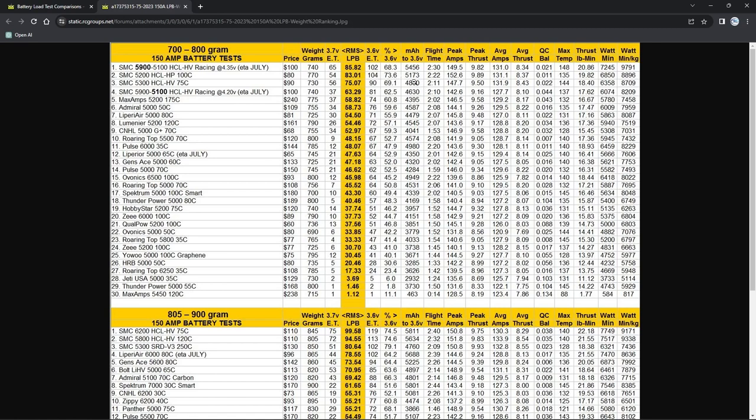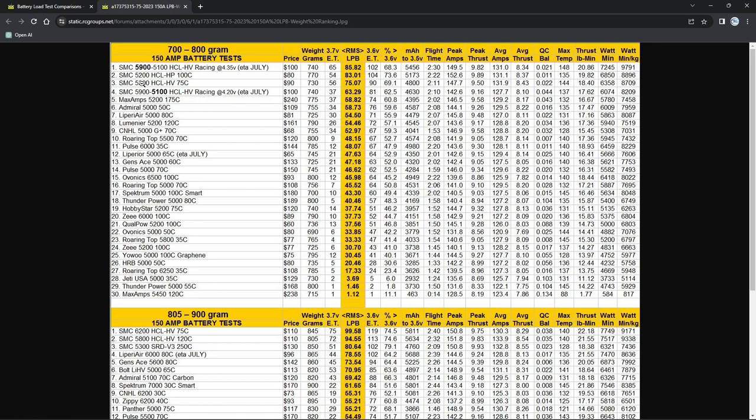Now let's take a look at some other parameters. This is the amount of milliamp hour that you're gonna get out of the pack to 3.5 volts. And keep in mind, this is loaded at that 150 amp. Everything that we're talking about is loaded at 150 amps, which is a significant amount of load for any battery, regardless of its C rating, regardless of its capacity.